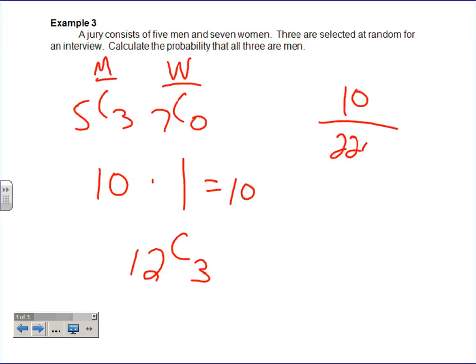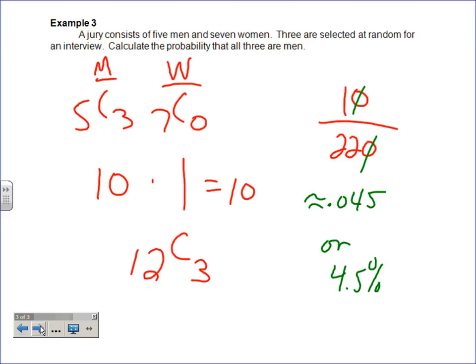220. And then very simply that simplifies. 1 out of 22, which is about 4.5%. It's approximately 4.5%. Well, more likely than getting a flush. Yeah, pretty much, or getting missed.